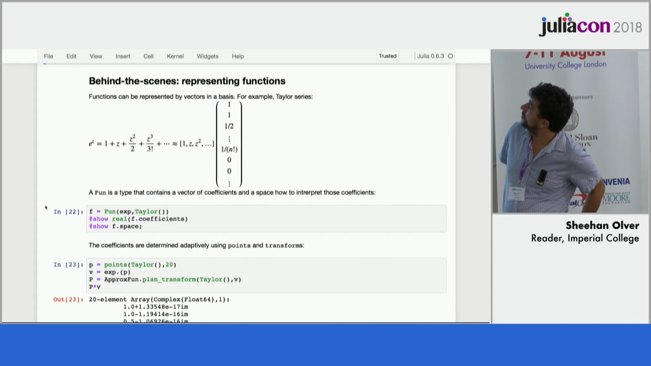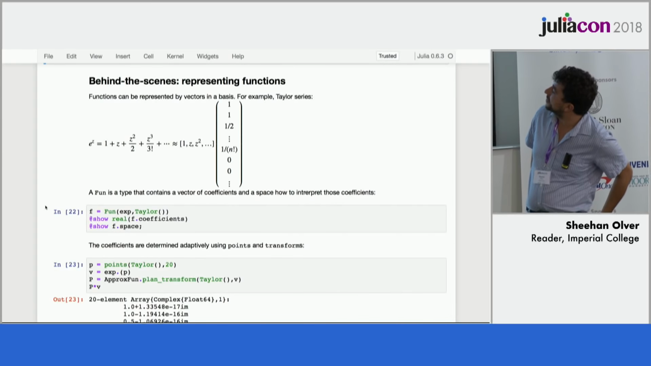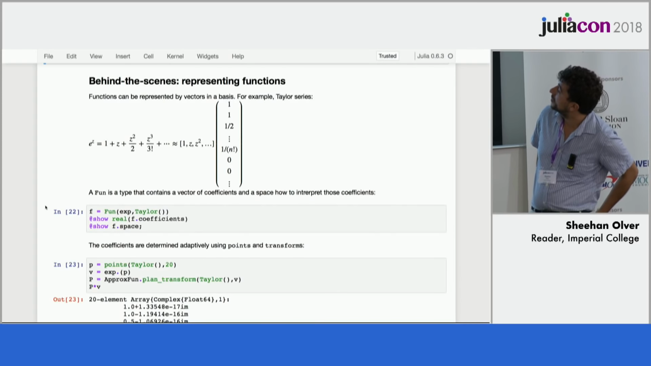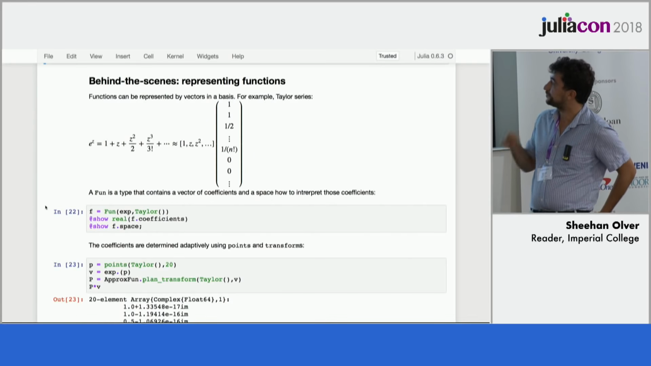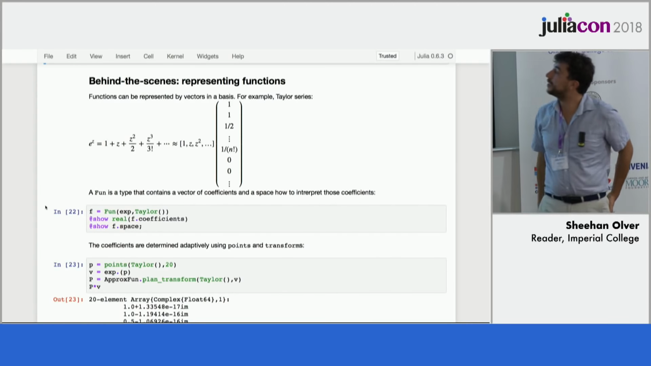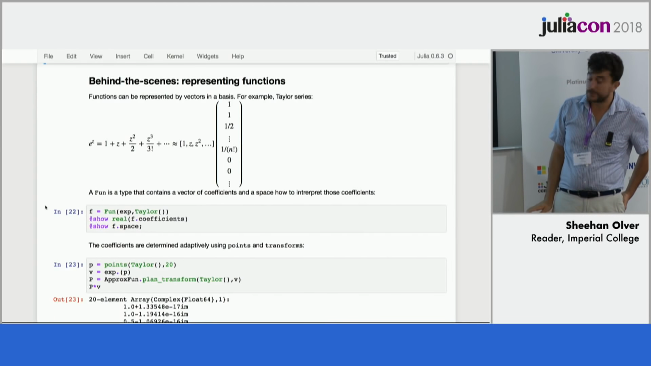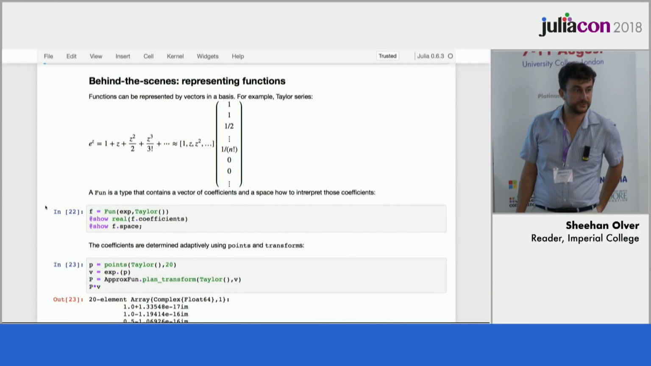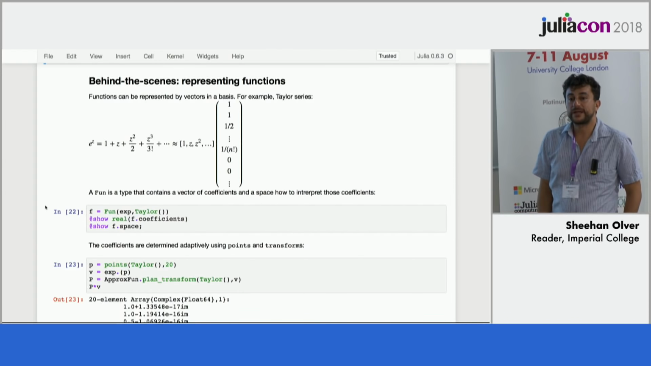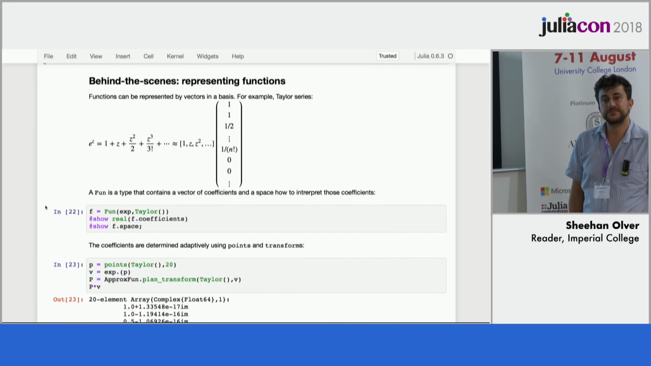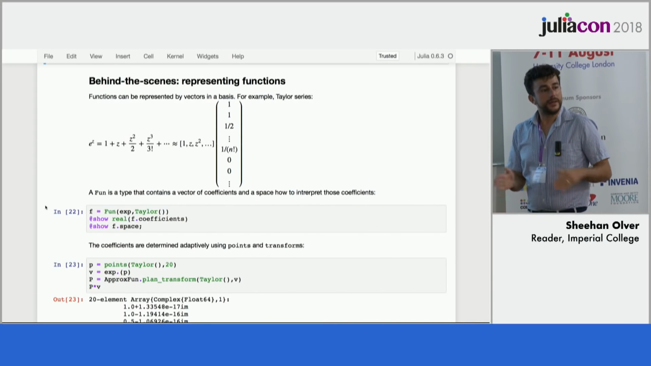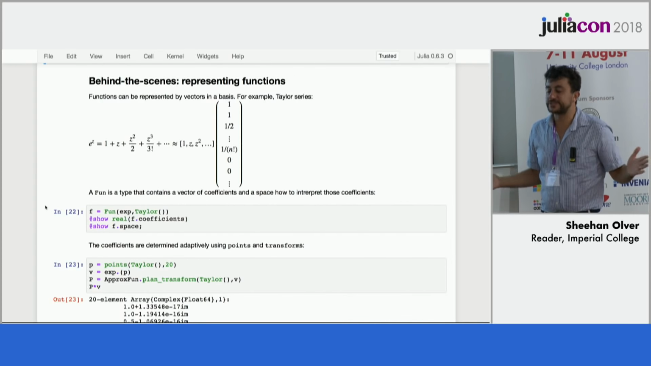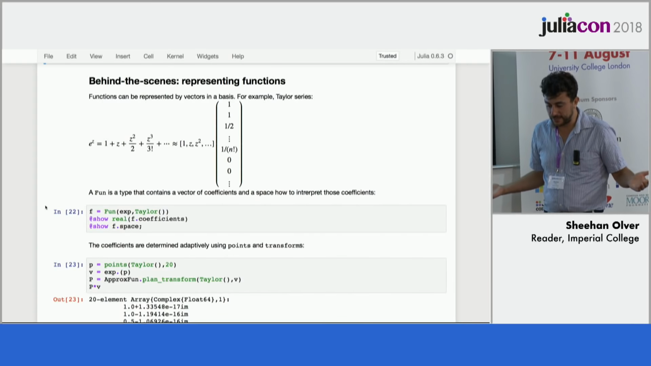Now I wanted to dig a little into the actual implementation details. So what's the basic idea? The basic idea underlying it is something that we're all familiar with from first year mathematics, which is that continuous functions can be thought of as infinite dimensional vectors.